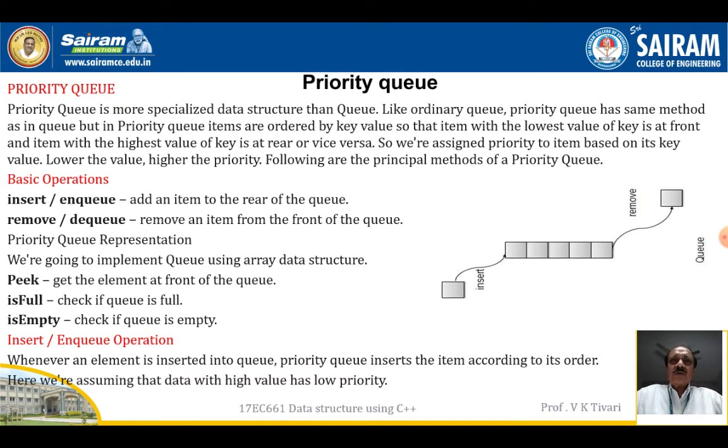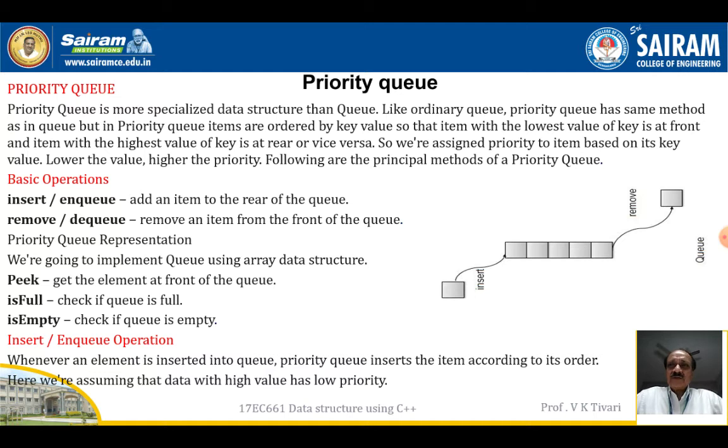First we are going to talk about priority queue and how it is different from the queue. Priority queue is a more specialized data structure than queue. Like an ordinary queue, priority queue has some methods as in queue, but in priority queue items are ordered by key value, so that the item with the lowest value of key is at the front and the item with the highest value of the key is at the rear end, or vice versa. So we assign priority to an item based on its key value. Lower the value, higher the priority, and following are the principal methods of a priority queue.